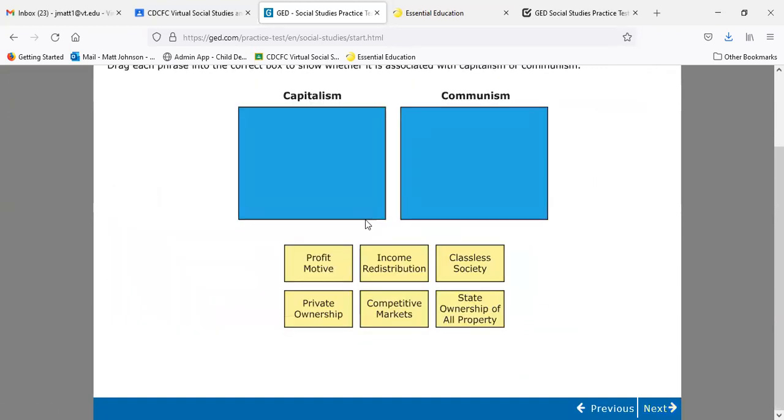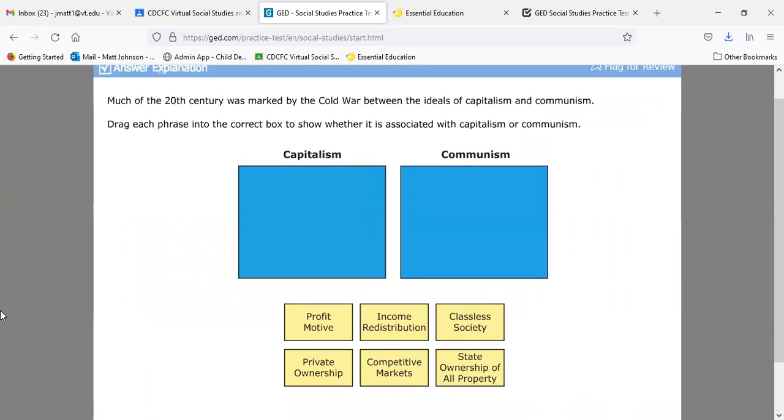So, and that's something that you might see as like a drag. Well, here's another drag and drop. So we'll work on this one together too here. Capitalism versus communism. So this is something that we've talked about, right? Much of the 20th century was marked by the Cold War between the ideals of capitalism and communism. So we're going to drag each phrase into the correct box to show whether it is associated with capitalism or communism.